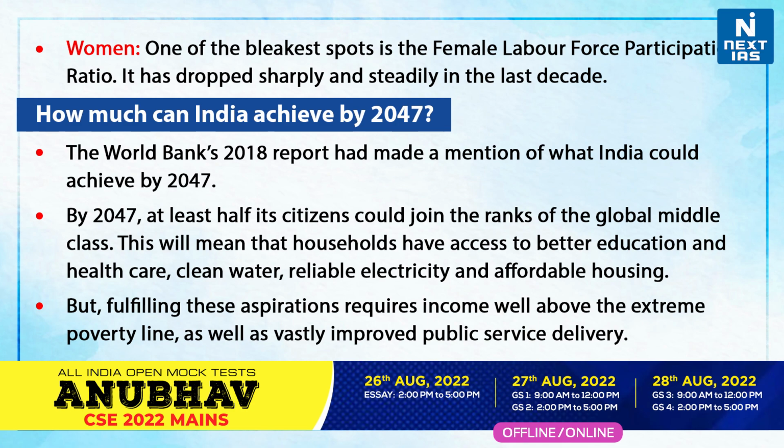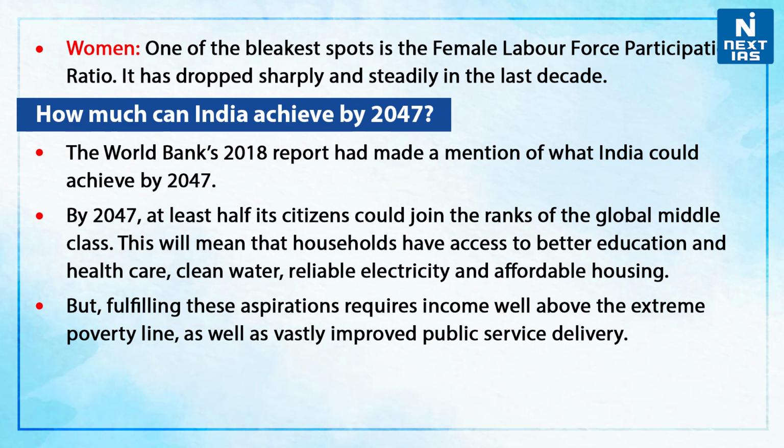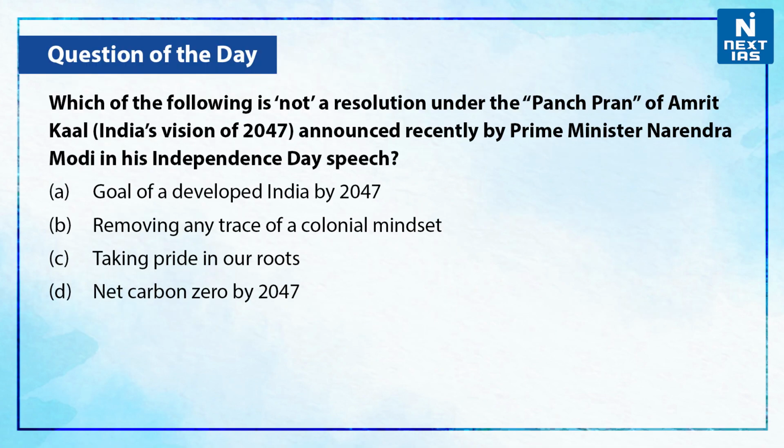The World Bank's 2018 report had made a mention of what India could achieve by 2047. So by 2047, at least half its citizens could join the ranks of the global middle class. This will mean that households have access to better education and healthcare, clean water, reliable electricity and affordable housing. But as we know, fulfilling these aspirations require income well above the extreme poverty line, as well as a vastly improved public service delivery. Now let us take up one practice question on this topic.